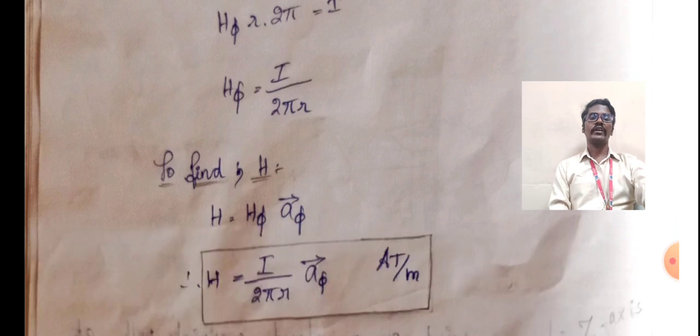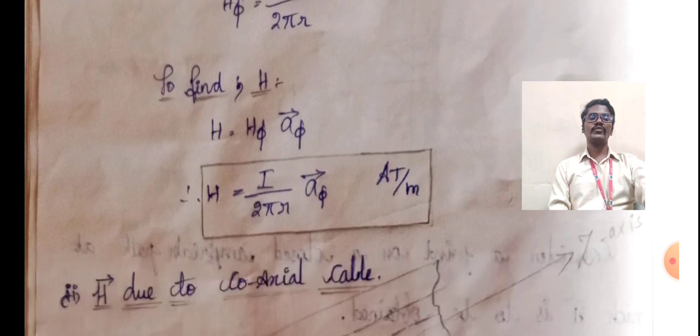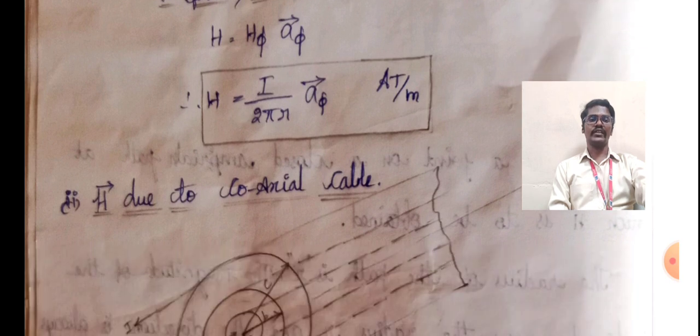When we integrate d phi, we get phi, with upper limit 2 pi and lower limit 0. So the answer becomes h phi r into 2 pi is equal to I, from which I need h phi. Taking the other terms to the right hand side, h phi is equal to I divided by 2 pi r. Now H is equal to h phi into a phi vector, so multiplying I by 2 pi r with the a phi vector, we get the value of H. That is the equation for the H vector for an infinite long straight conductor.